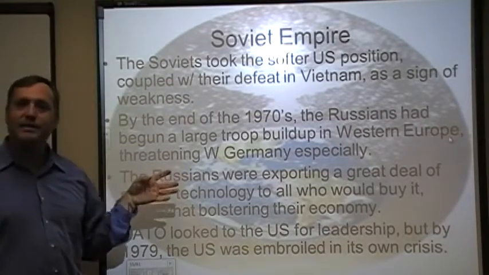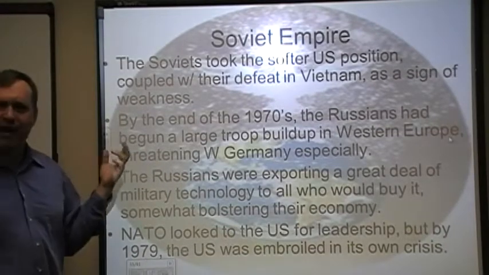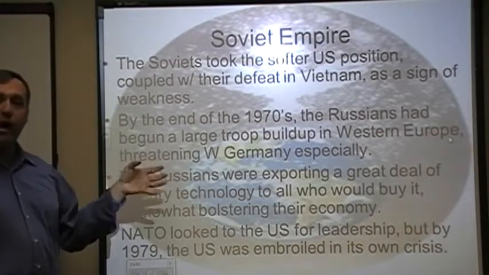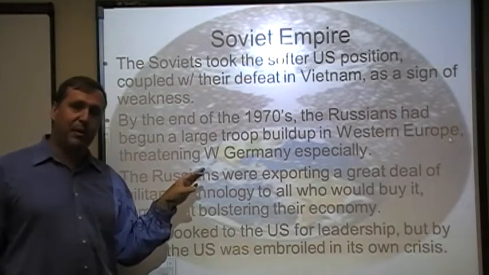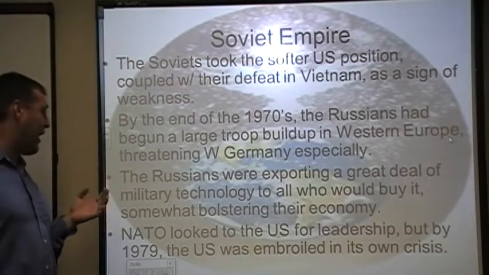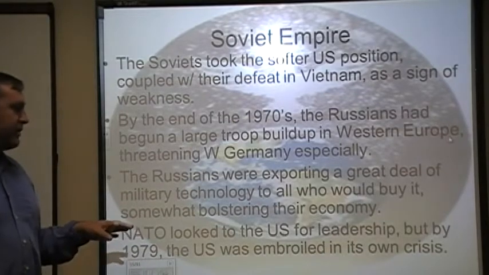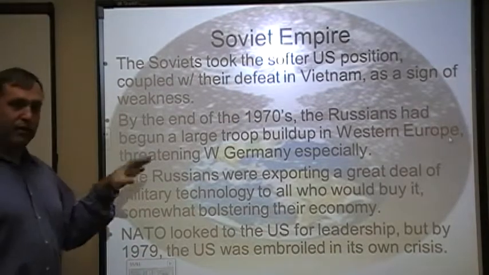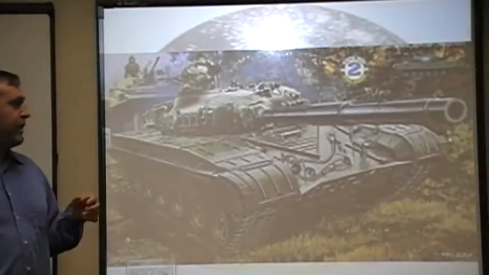And so by the end of the 1970s, the Russians had begun this massive troop buildup in Western Europe, something like 85 divisions, threatening West Germany especially. Now, the Russians also throughout this period were exporting a great deal of military technology to basically anybody who would buy it. And this is going to somewhat bolster their economy, all right? NATO looks to the United States for leadership, but you're also going to see that by 1979, the U.S. is embroiled in its own series of crises.